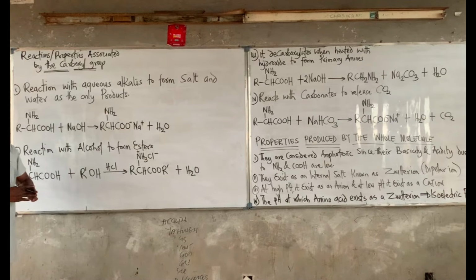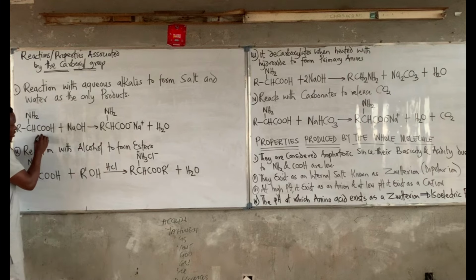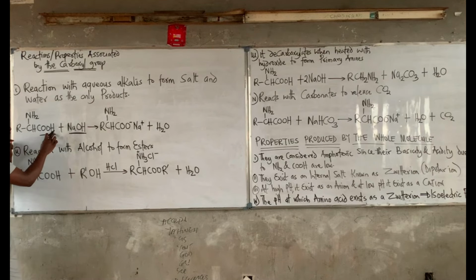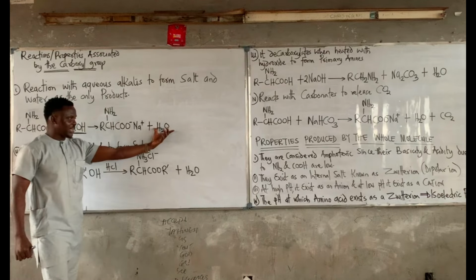Now, just like in the case of an acid and base reaction, this is considered as an acid right now, and this is considered as a base. So when an acid reacts with a base, we're going to have salt and water. So basically, what is the reaction mechanism here? This H will be given off, and this Na replaces the H. And this H comes out, picks up the OH, and of course forms the water here.